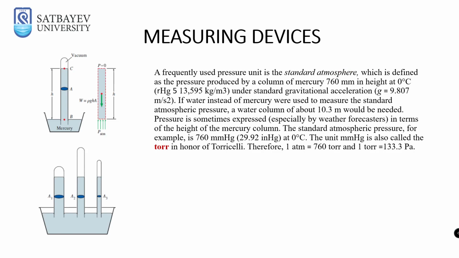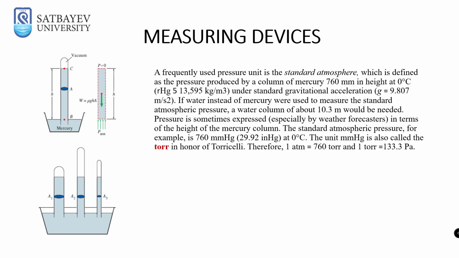A frequently used pressure unit is the standard atmosphere, which is defined as the pressure produced by a column of mercury 760 millimeters in height at 0 degrees Celsius under standard gravitational acceleration. If water instead of mercury were used to measure the standard atmospheric pressure, a water column of about 10.3 meters would be needed. Pressure is sometimes expressed in terms of the height of the mercury column.